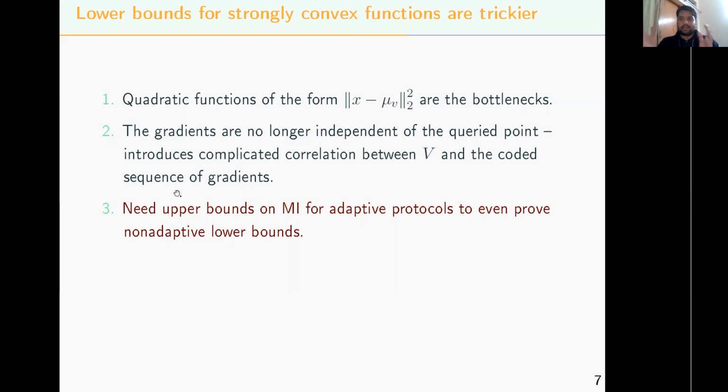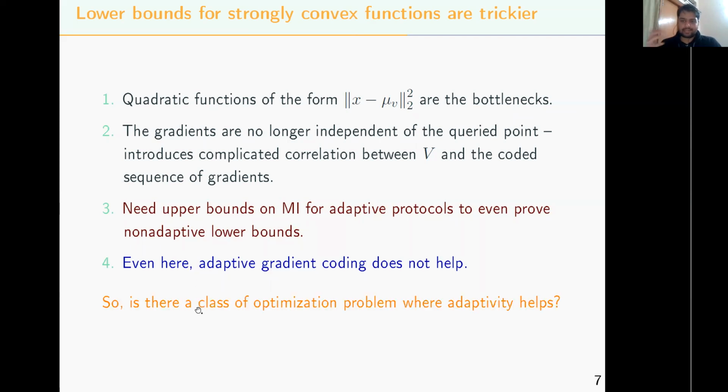But essentially we need upper bounds on mutual information which hold for adaptive protocols, to even prove lower bounds for non-adaptive gradient processing algorithms. And the bottom line here again was that even here, our lower bounds which hold for adaptive protocols were achieved by non-adaptive gradient coding. So adaptive gradient coding does not help even here.